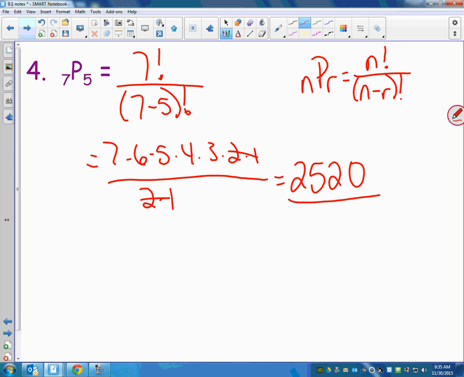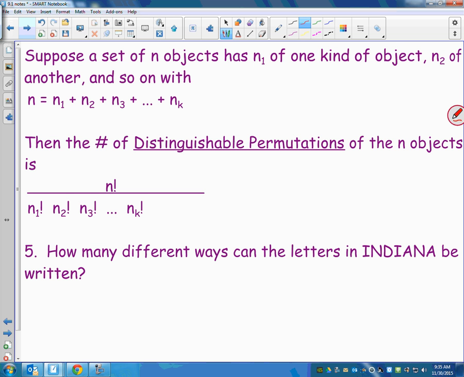All right, what else do we have with permutations? The best example for distinguishable permutations is how many ways we can rearrange the letters in a word. Because if a letter repeats itself, if we replace an N with an N, that's not distinguishable. You can't tell that you moved an N. It says, suppose a set of n objects has n1 of one kind of object, n2 of another kind, and so on, all the way up to nk. The number of distinguishable permutations: you cannot use the button on your calculator for this.